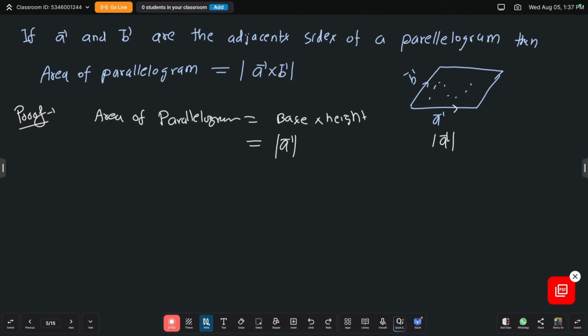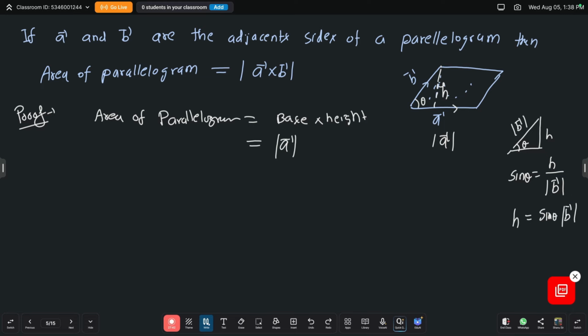No problem, let's draw a perpendicular from here. Suppose this is H, and this angle suppose theta. Then this is like a right angle triangle. Suppose this length is mod B because the vector is B, so the length will be mod B. Now can you tell me what is sin theta from here? Sin theta is opposite by hypotenuse, H upon mod B. So from here, what is the H value? H value is sin theta and mod B.